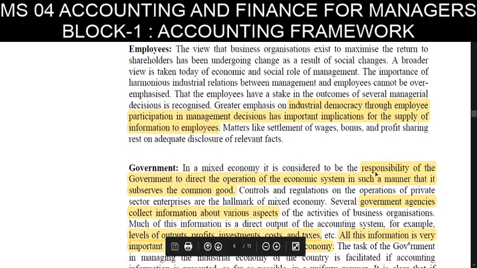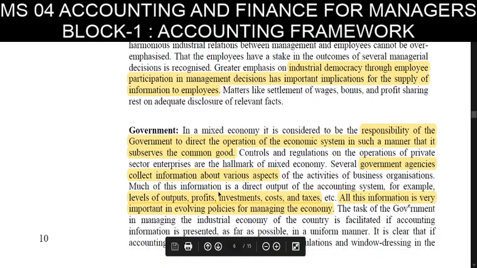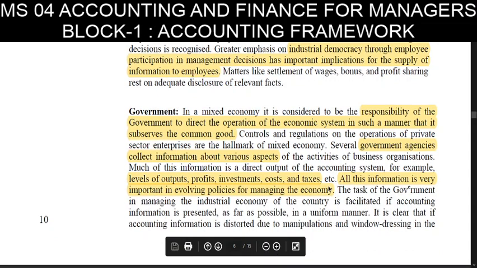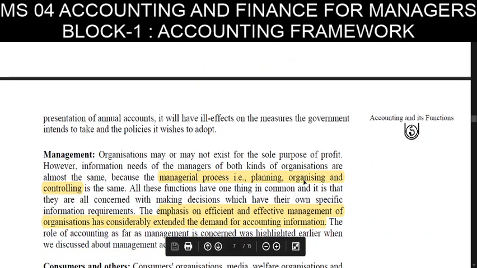Government, it is also obvious, it is the responsibility of the government to direct the operation of the economic system in such a manner that it subserves the common good. Government agencies collect information about various aspects like levels of outputs, profits, investments, costs, and taxes. All this information is very important in evolving policies for managing the economy.